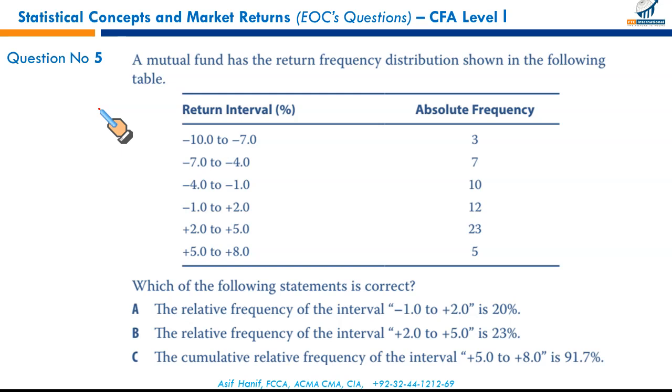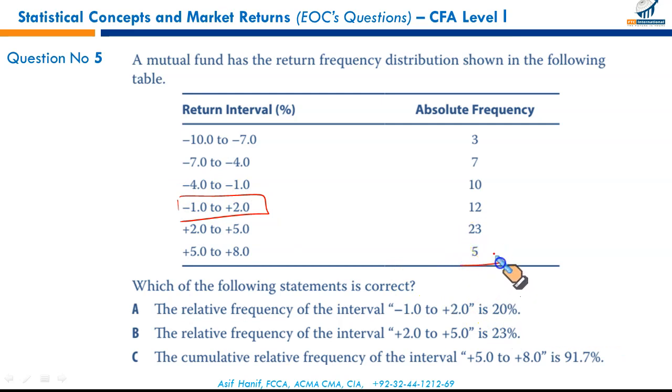Next question, number 5. A mutual fund has the return frequency distribution shown in the following table. Return between this interval 3 times. Return between this interval. All this has been tabulated. What exactly do we need to do? Which of the following statement is correct? The relative frequency of the interval -1 to 2 is 20%.